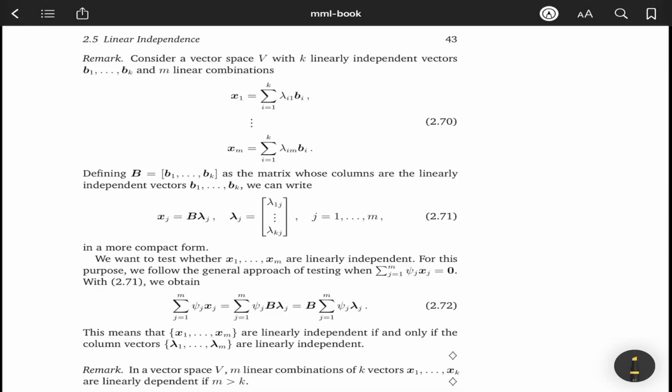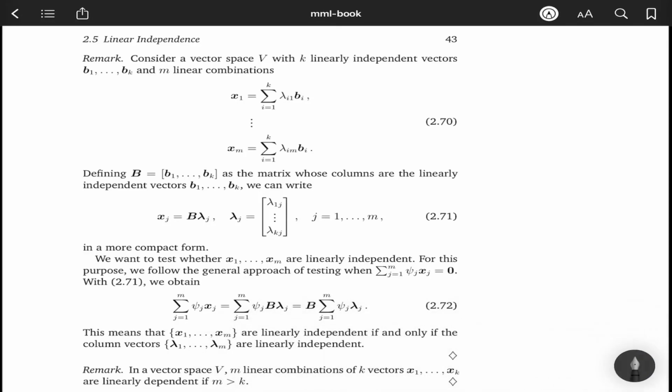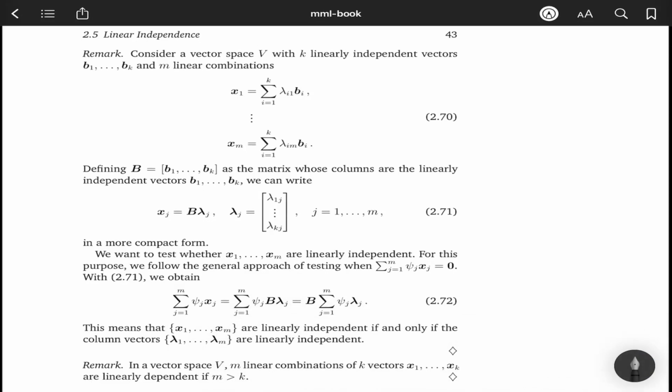So, remark: consider a vector space V and k linearly independent vectors B with m linear combinations. They use the letter B for basis, I would say. And what they're saying is you can combine these basis vectors and scale them each differently to basically get a new vector.